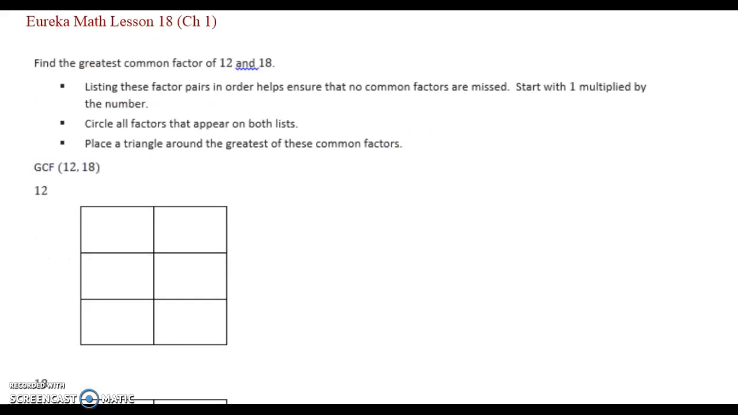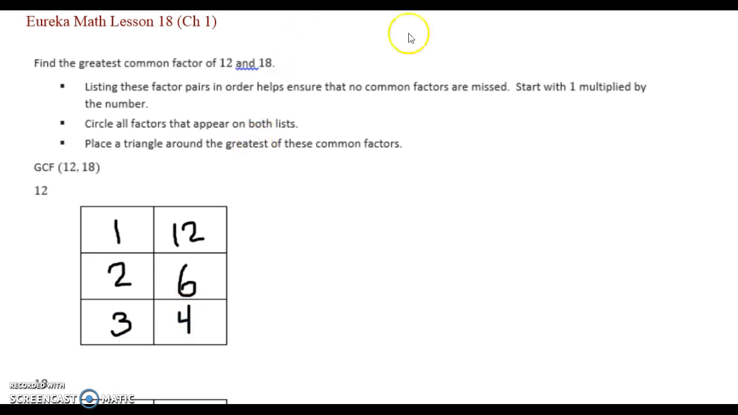Let's try one together. So let's find the greatest common factor of 12 and 18. We're going to start by listing these factor pairs to help ensure that we have all the factors and we don't miss any. So first we're going to start with 12. We're going to list the factors starting with our lowest number, 1, and its pair is 12. Next we're going to move on to 2, and 2 times what equals 12? 6. And then we're going to go to 3. 3 times 4 equals 12.